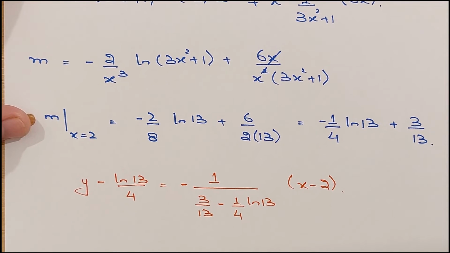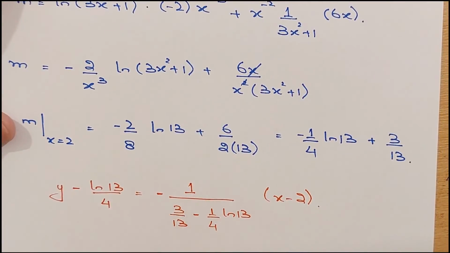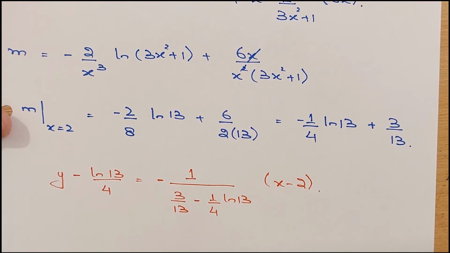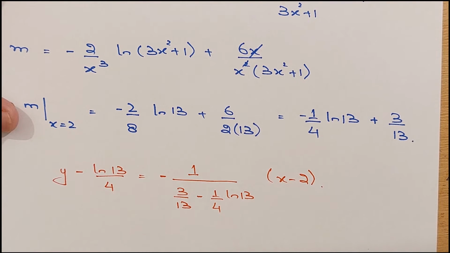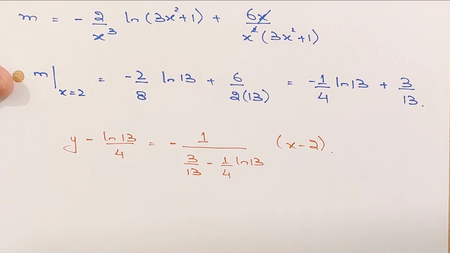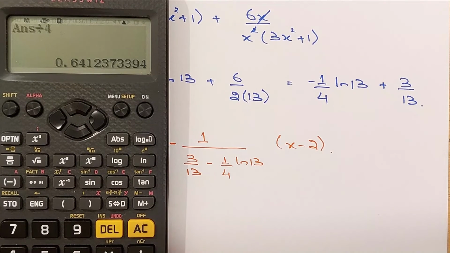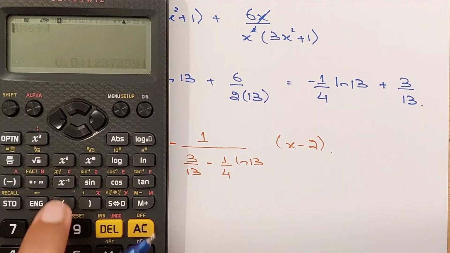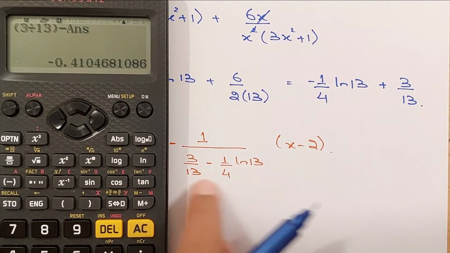Okay, so we have to convert this into the form y equals mx plus c. This is given to us, right? Up to 2 decimal places, right? M and c are up to 2 decimal places. Okay, so this is the value of m. So we can convert this into 2 decimal places. Let me write down the slope first up to 2 decimal places, right? So this is natural log of 13 divided by 4. Okay, and we have 3 divided by 13, subtract the answer. This is the slope, right?